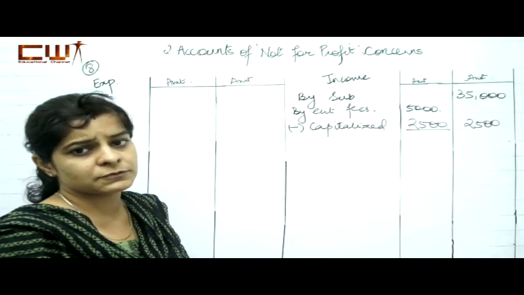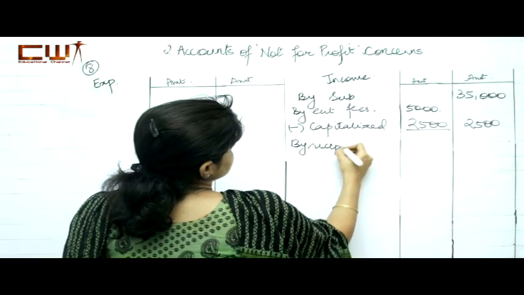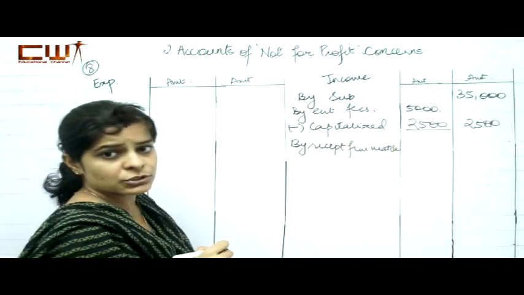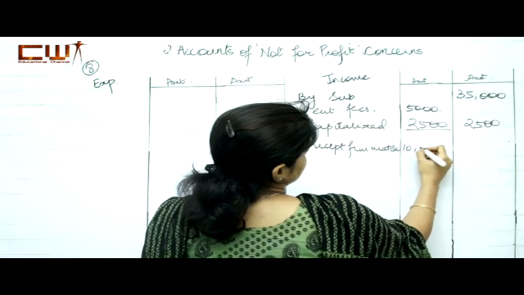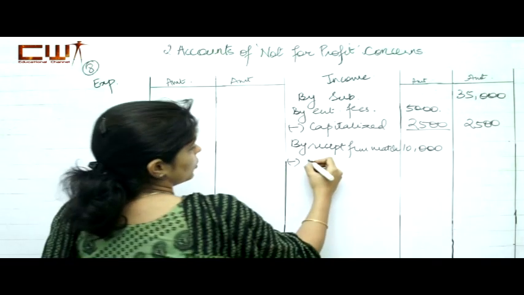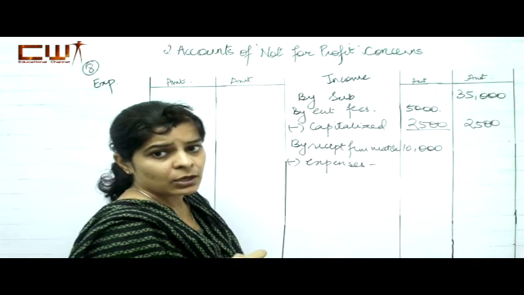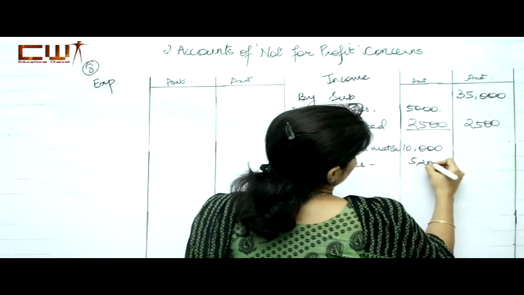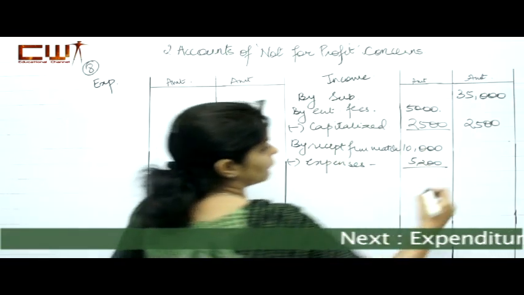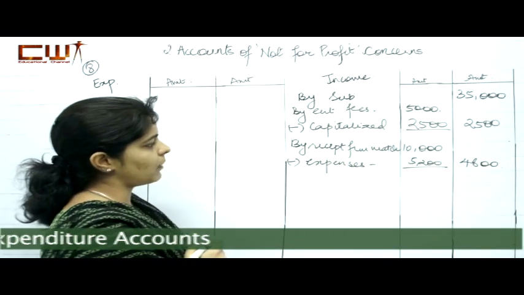Then you have receipts from the match, right? How much are the receipts from the match? 10,000, right? Then you have the expenses of that. So expenses were also incurred, and you will be subtracting them. What are the expenses? 5,200. So 10,000 minus 5,200 will give you how much? 4,800, right? So this is the receipt from the match.